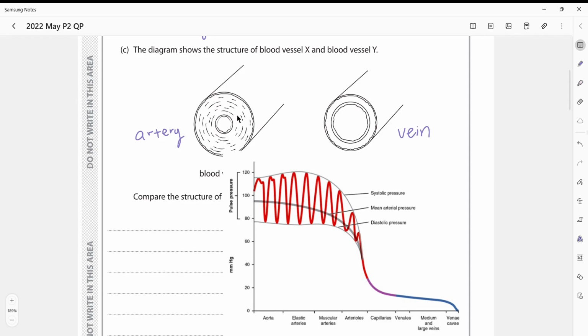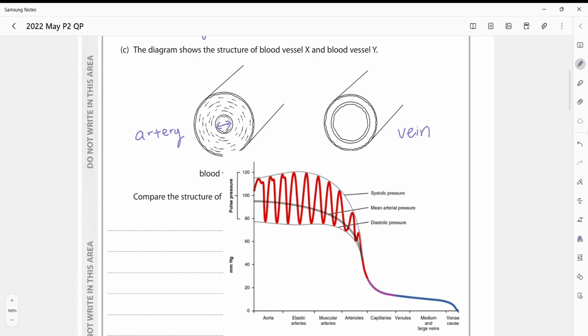And you can see that the artery has a much thicker wall than the vein. And the reason why it's thick is so that the arteries don't burst. Another thing to notice is that the lumen of your arteries is smaller, and that's so that high blood pressure can be maintained, because you want the blood to actually be delivered to where it's supposed to go.